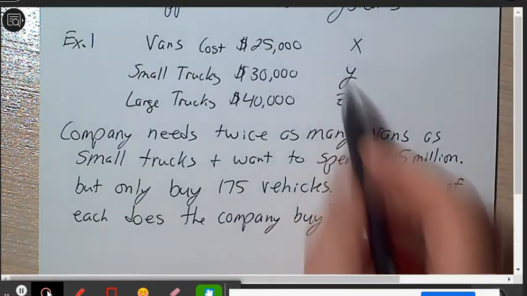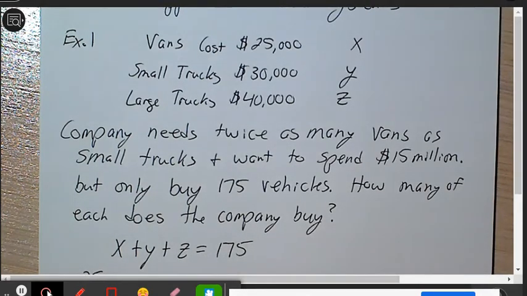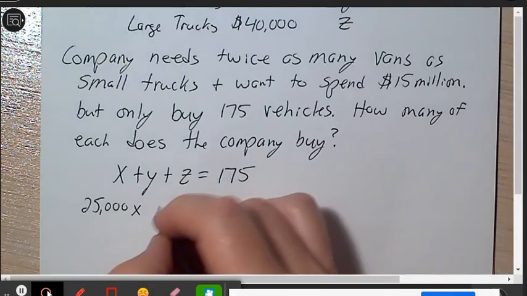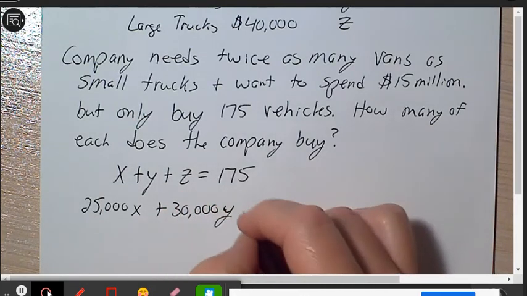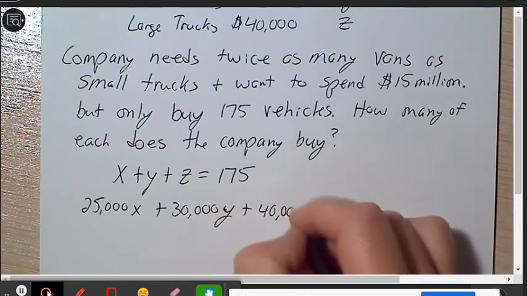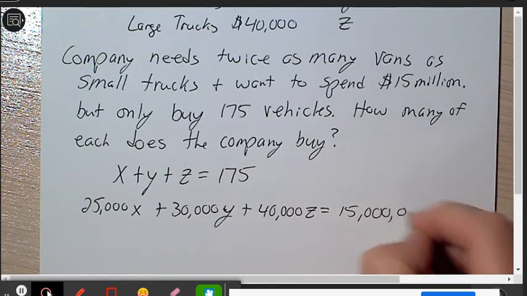Okay, so they're buying 175 vehicles. So the first thing I see is that X plus Y plus Z equals 175. They're going to spend 15 million, so here's where the numbers get a little bit long. $25,000 for every van, $30,000 on the small trucks and $40,000 on the big trucks, and that's going to come out to be 15 million.